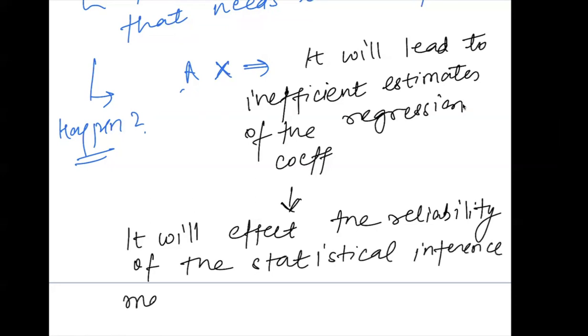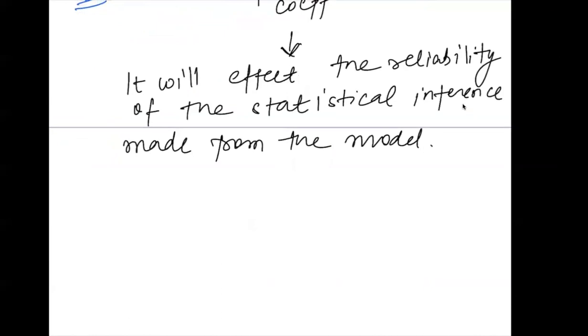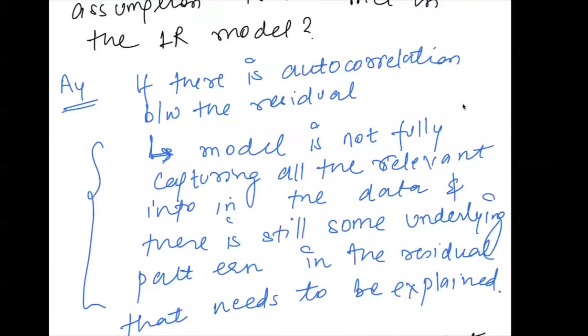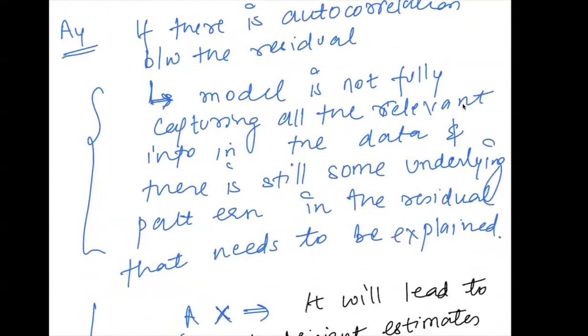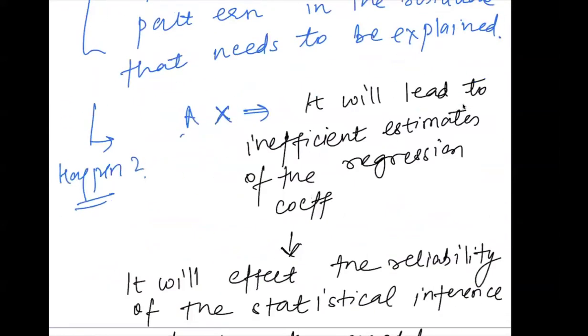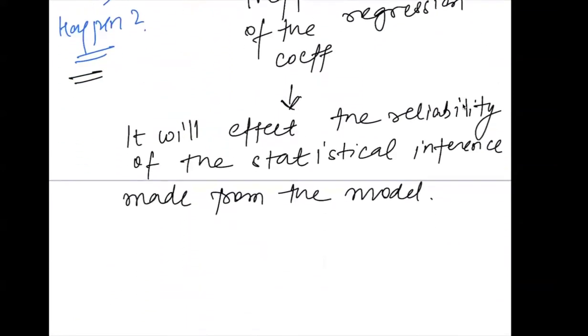Let's say from the statistical inferences made from the model, I hope you understand. So this part basically tells what will happen if we see autocorrelation between the residuals: then of course we will not get the proper estimates of a regression coefficient, and that will definitely impact our model.